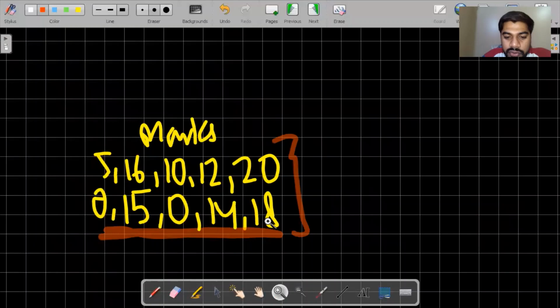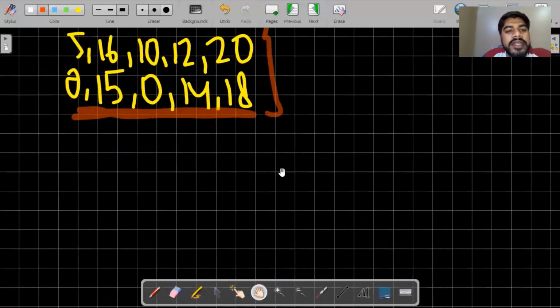So let's move towards the following one. Marks are given to you, and these are the marks of 10 students. You can just count. This is also ungrouped data because the exact value is given to you. So if you are going to find mean, median, and mode, let's try by yourself.